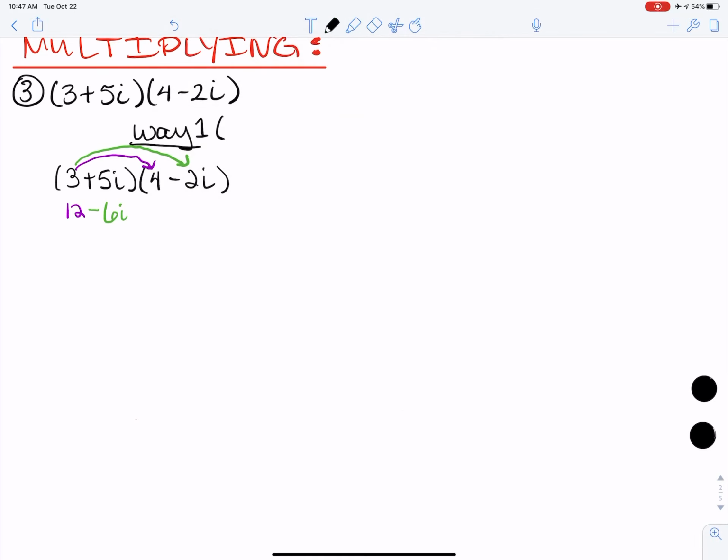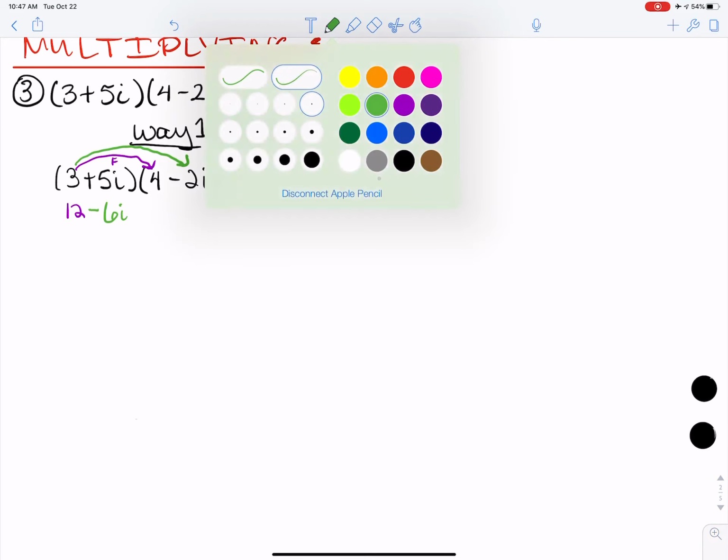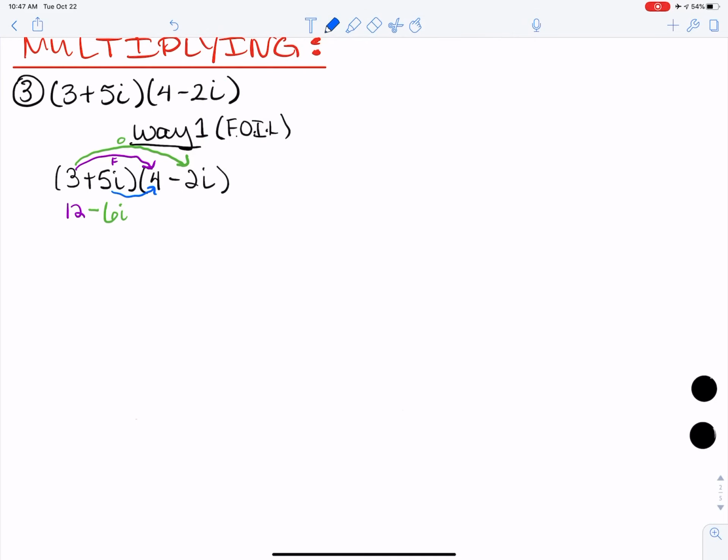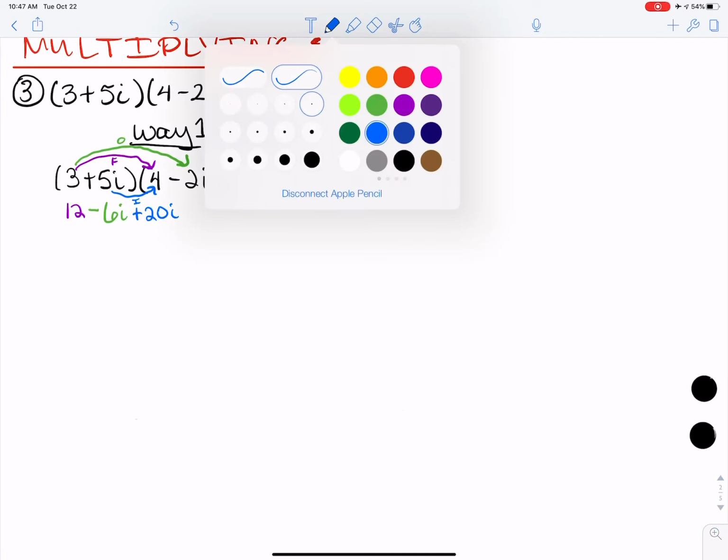Way number 1. And we're going to put FOIL. So it stands for first, outer, inner, last. So we are foiling the first part first. And then we have the outer. And now we want the inner. So the inside is plus 20i. That's our inside. And our last.